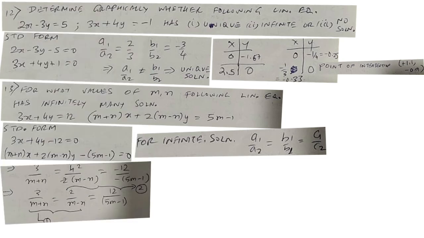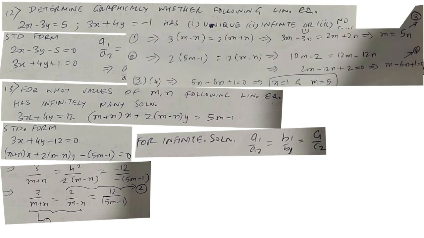So substituting, 3 by (m plus n) is equal to 4 divided by 2 times (m minus n), that is equal to minus 12 divided by minus (5m minus 1). Now 2 twos are 4, it gets cancelled. So you can write this as 3 divided by (m plus n) is equal to 2 divided by (m minus n) is equal to 12 divided by (5m minus 1), as the minus gets cancelled. You can consider 3 divided by (m plus n) is equal to 2 divided by (m minus n) as the first equation. Second equation is 2 divided by (m minus n) is equal to 12 divided by (5m minus 1).